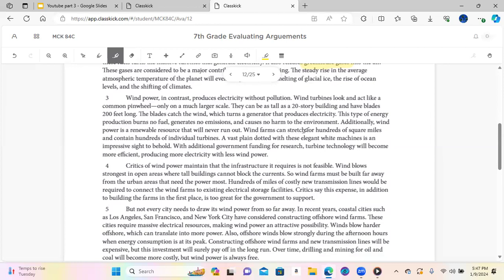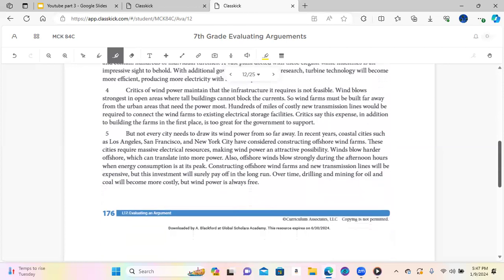Wind farms can stretch for hundreds of square miles and contain hundreds of individual turbines. A vast plain dotted with these elegant white machines is an impressive sight to behold. With additional government funding for research, turbine technology will become more efficient, producing more electricity with less wind power.